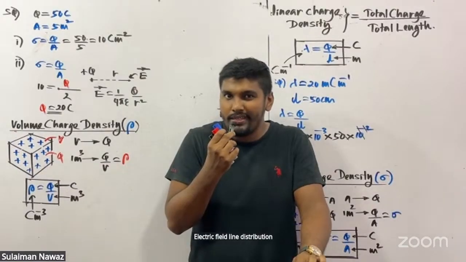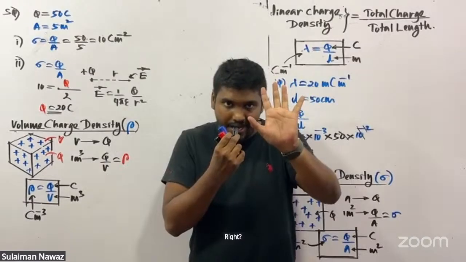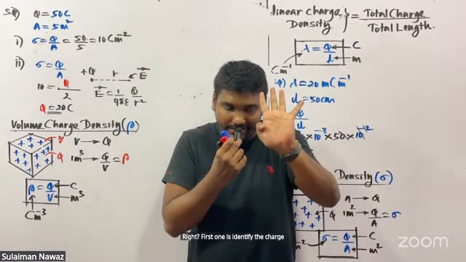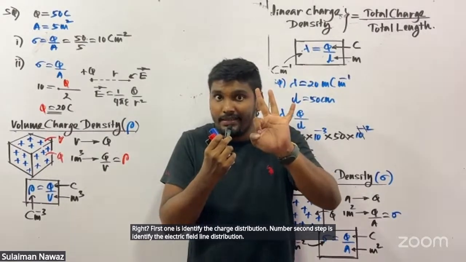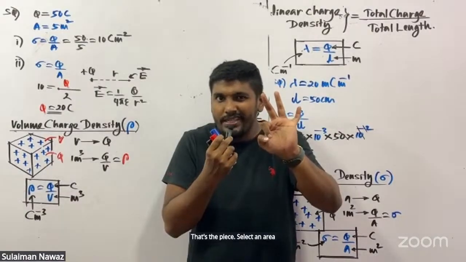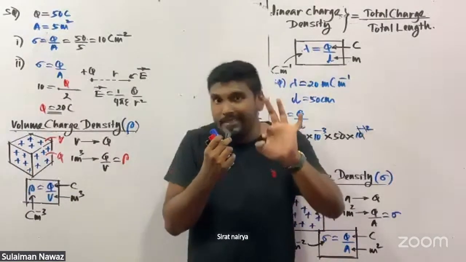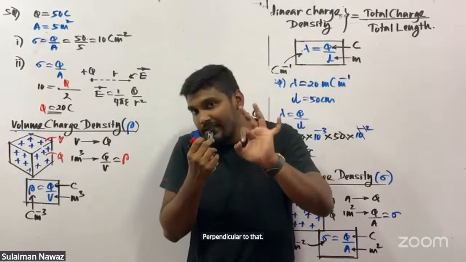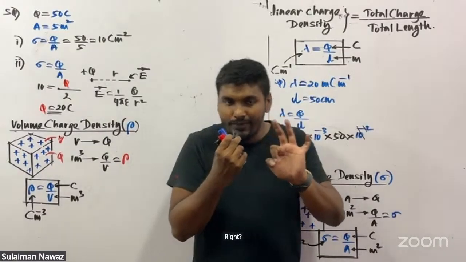When I do a question, you will understand. We are discussing plenty of examples, right? First one is identify the charge distribution. Second step is identify the electric field line distribution. Third step is select an area, we call it the Gaussian surface area, perpendicular to that electric field line distribution. Step 1, step 2, step 3.